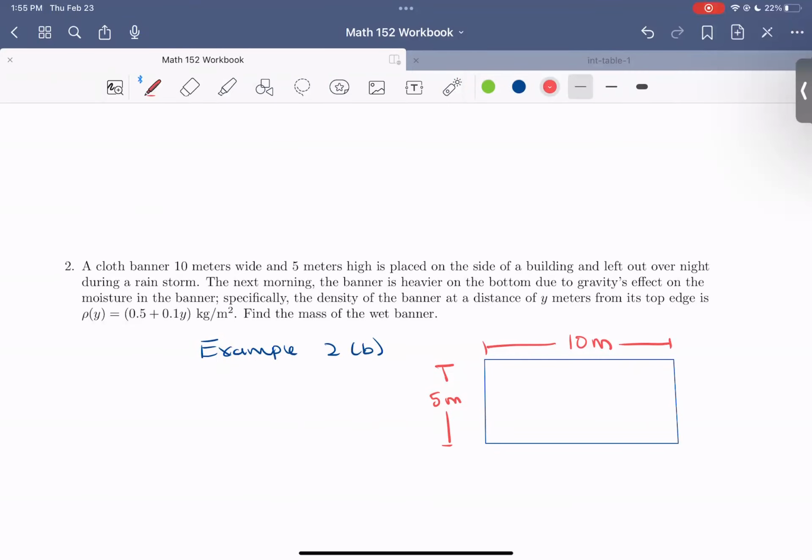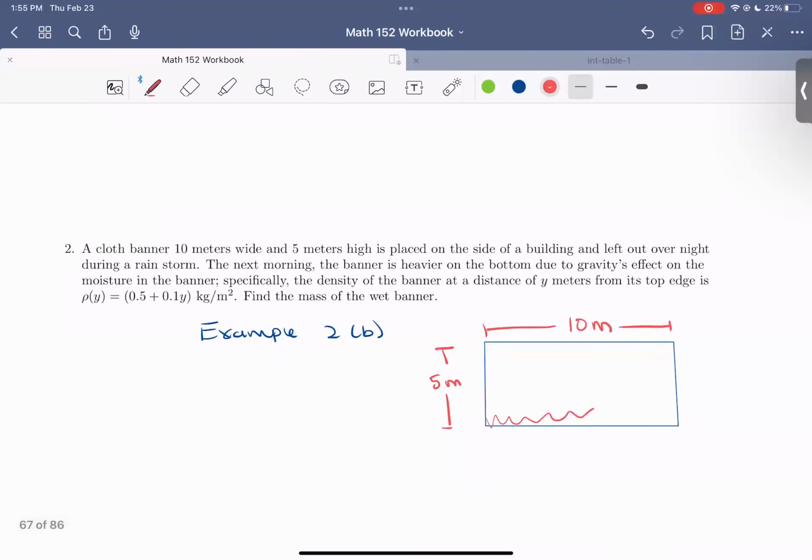And now we're told that it rains overnight. And the next morning, the banner is heavier at the bottom. So there's more water here due to gravity's effect on the moisture in the banner. Specifically, we are given that the density of the banner at distance y meters from the top edge is given by rho of y equals 0.5 plus 0.1 y kilograms per meter squared. We need to find the entire mass of the banner.